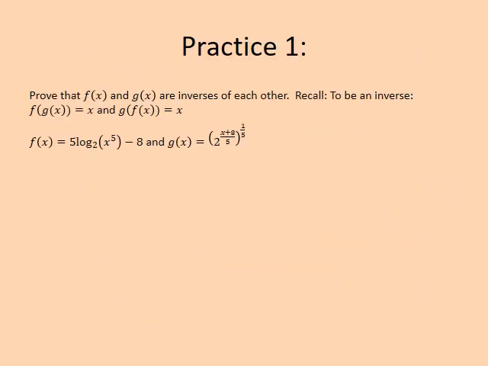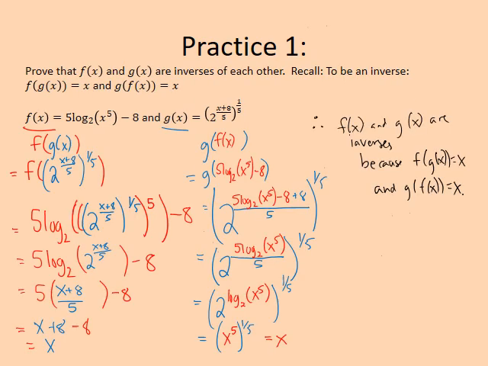The last thing you need to do is practice. So prove that f of x and g of x are inverses of each other. Recall to be an inverse, f of g of x equals x, and g of f of x equals x. Complete this, pause the video, and the next slide will have the answers.